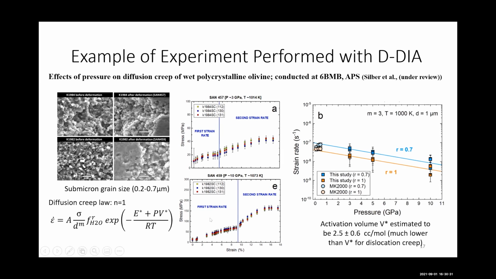So we collected those data at different pressures. We normalized the data to similar temperature, grain size, and water content, and we looked at the effect of pressure on the strain rate. We estimated an activation volume for this diffusion creep law of about 2.5 cc per mol, which is much lower than the dislocation creep activation volume, which is around 15. This could have a large implication for better understanding why seismic anisotropy decreases with depth in the upper mantle.